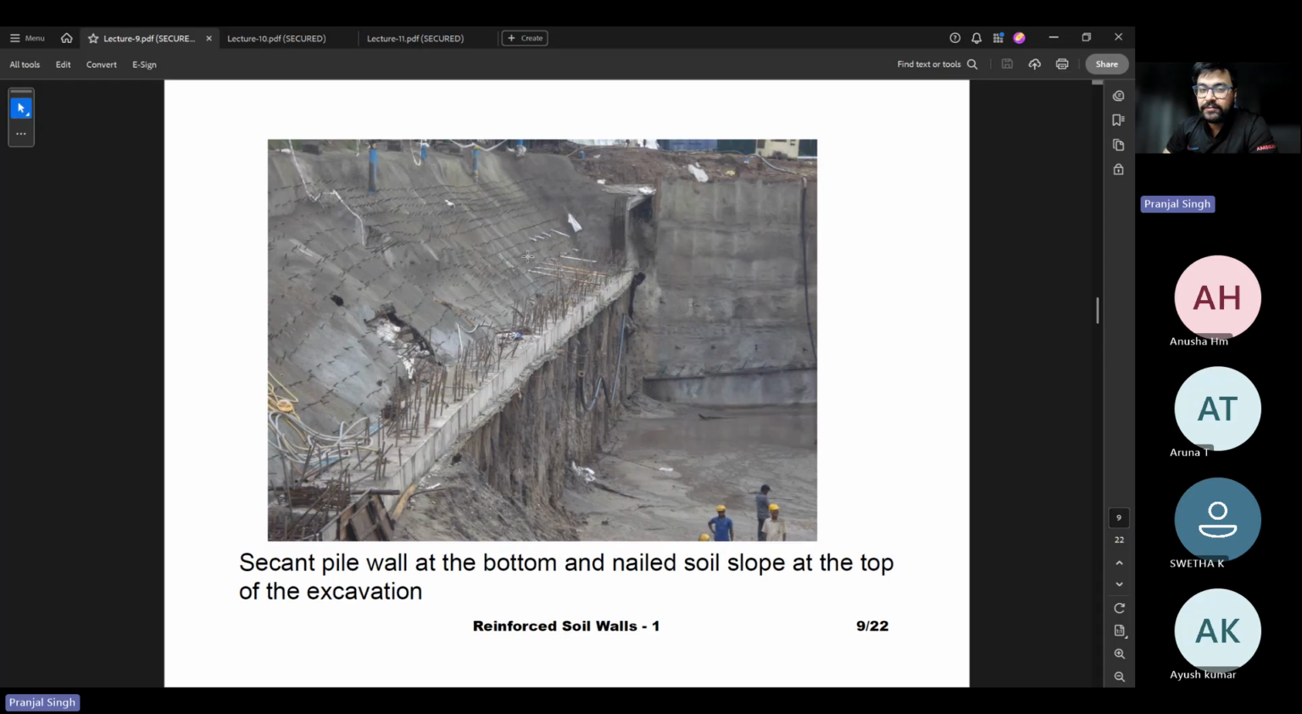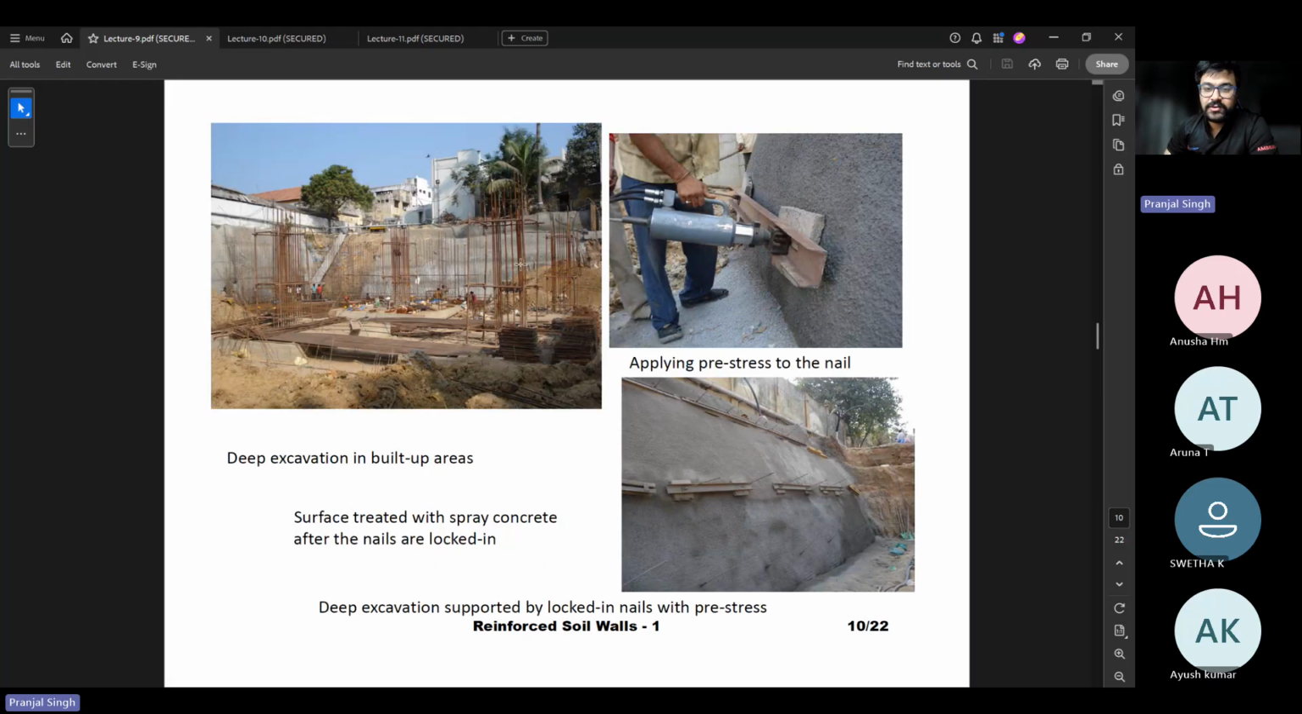Anchored means you have to actually pre-stress this. Whenever you pre-stress, some external force is applied which stabilizes the soil. So here you can see the pre-stress mechanism. Assume there is a wall and you are pre-stressing one of the anchors or soil nails to, say, 500 kilonewtons. That means an external 500 kilonewton load is being applied, which reduces the deformations and stabilizes the wall. This is very common in diaphragm walls.